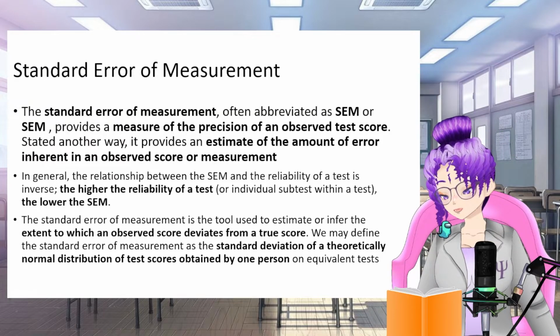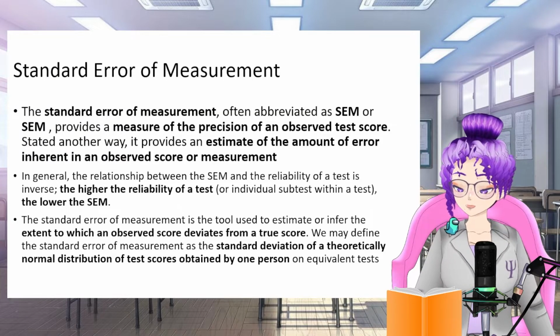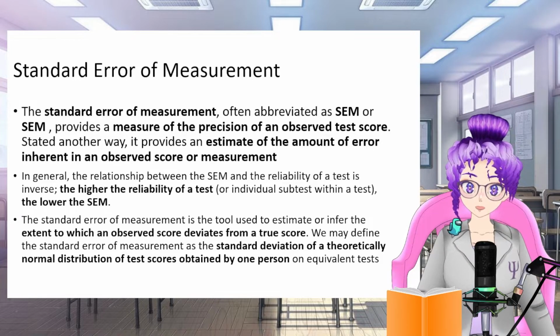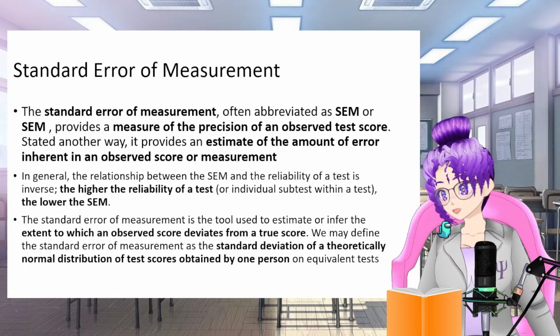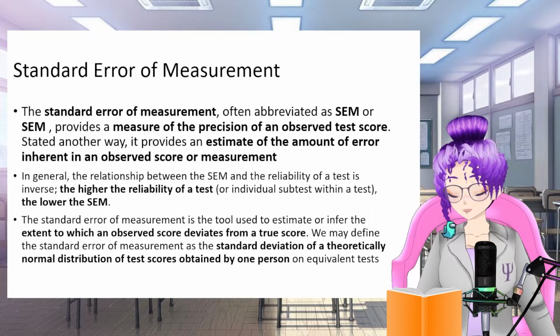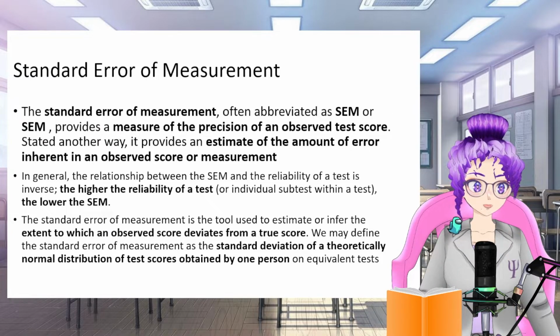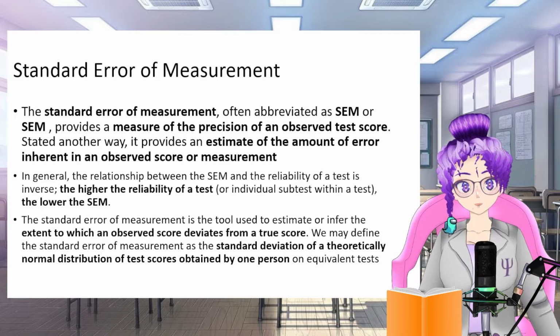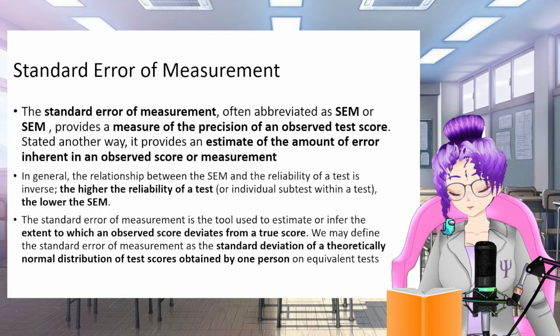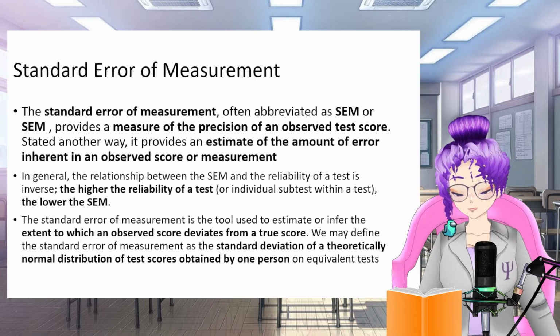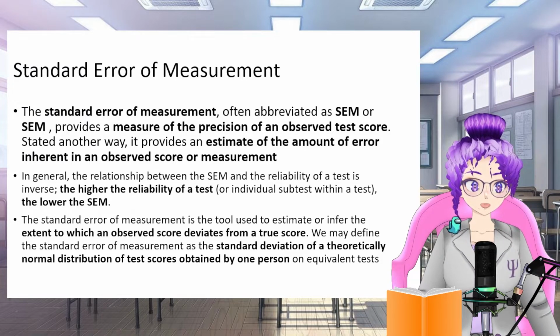The standard error of measurement is a tool to estimate or infer the extent to which an observed score deviates from the true score. We may define the standard error of measurement as the standard deviation of a theoretically normal distribution of test scores obtained by one person on equivalent tests. So, the SEM is really helpful if we want to know the true score of our test taker and the deviation of the observed score from the true score.